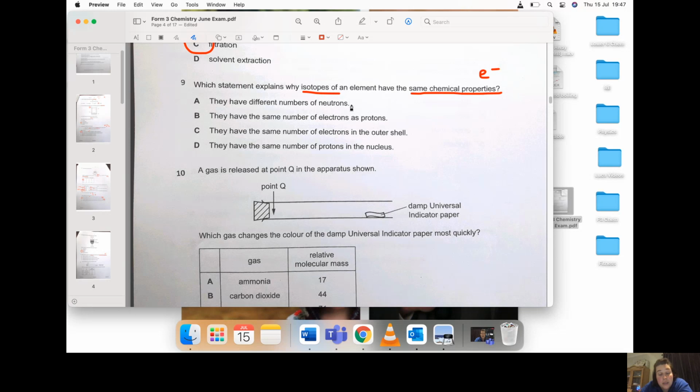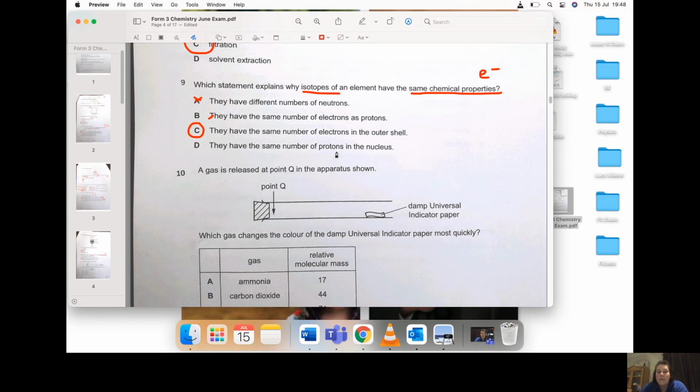That is correct. Isotopes do have different numbers of neutrons, but that's not what gives them the same chemical properties. They have the same number of electrons as protons. That's not necessarily true. You could have a charged isotope. You could have 3-. They have the same number of electrons in the outer shell. That is correct. That is what gives it its chemical properties. D is a correct statement.